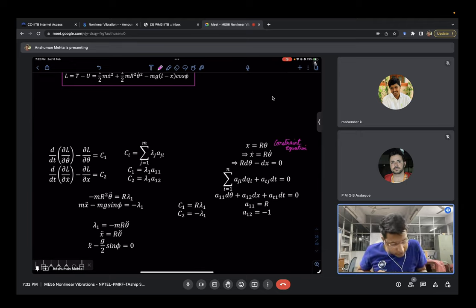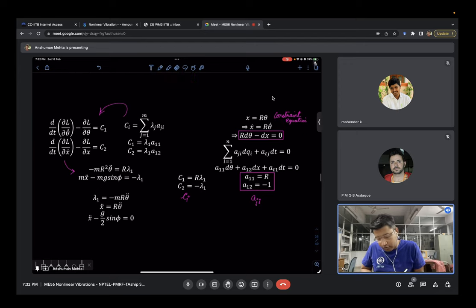And we have to put that into that constraint equation which was there. Okay. So from the constraint equation we found out AJI. And from AJI we found out CI. Next step, from CI we put it into the Euler equation of motion, and we found the equation of motion.